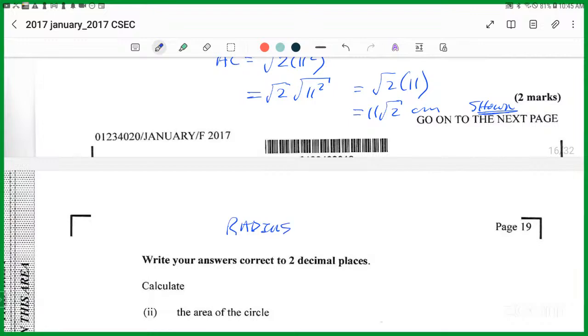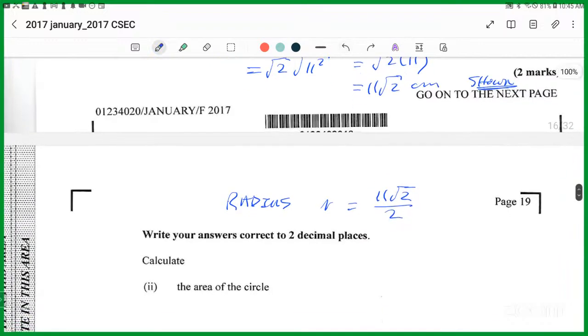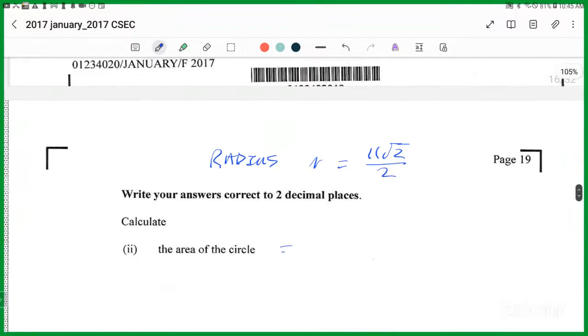We know circle measures are worked with the radius. The radius R equals 11 root 2 over 2, half of it. So this is the radius that we're working with. I'm going to work with the square root in it. We're not going to put this as a decimal, since you're going to give the answer to 2 decimal places. We can still work with this for the time being. So I want the area of the circle, which is pi r squared. So it becomes pi times 11 root 2 over 2, squared.